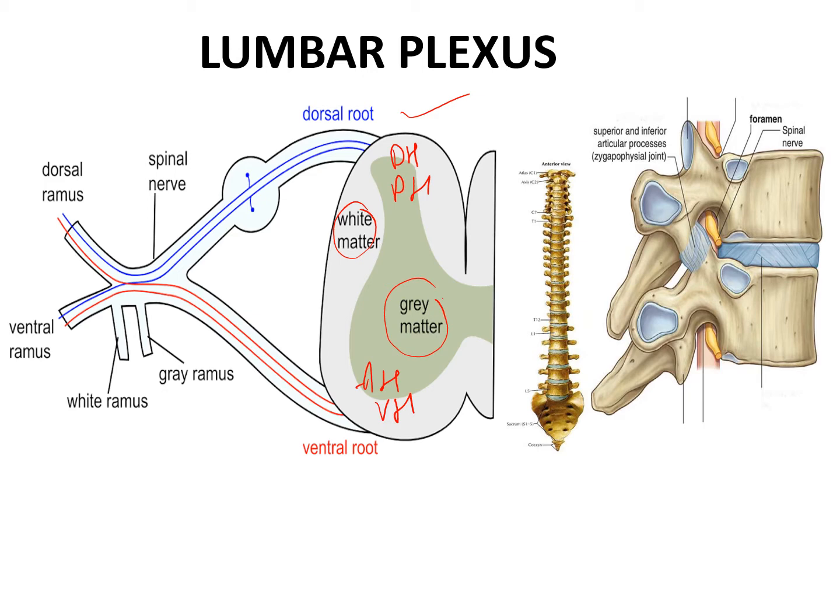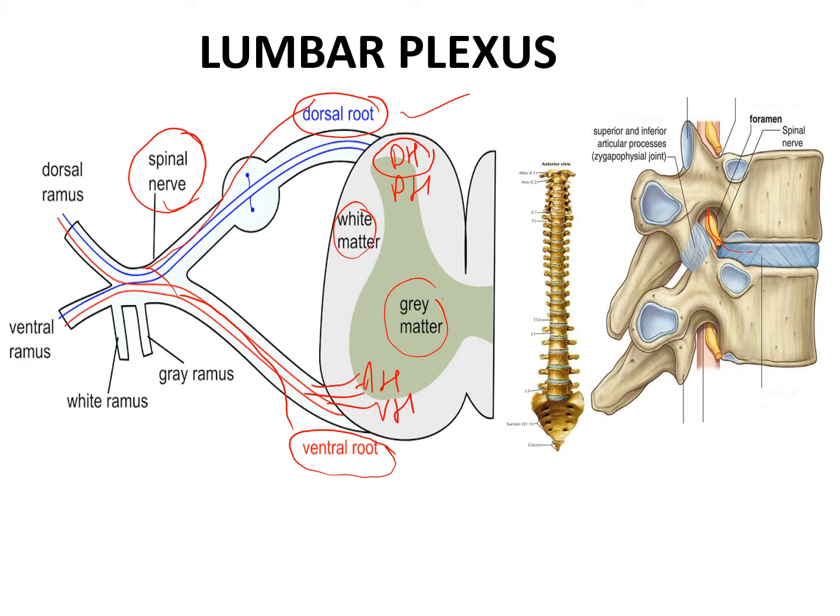Emerging from the anterior or the ventral horn is the ventral root, carrying the motor fibers. Now attaching to the dorsal horn is the dorsal root, which carries the sensory fibers. Both the ventral root and the dorsal root join to form the spinal nerve. This spinal nerve comes out of the intervertebral foramen.